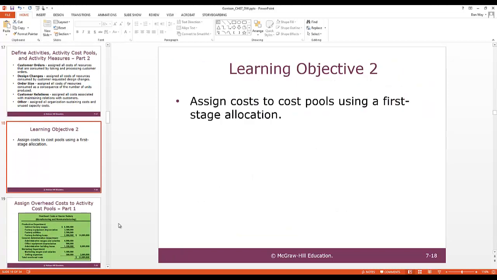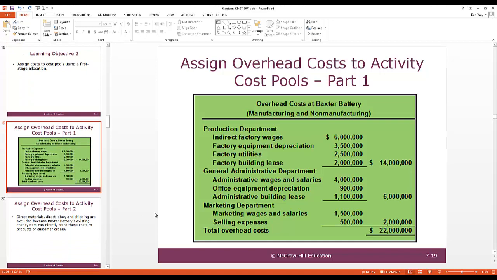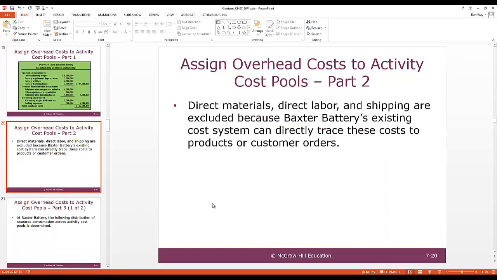So learning objective 2 in chapter 7 was to assign costs to cost pools using a first stage allocation. So let's say we have these overhead costs for Baxter. In the production department here, we have indirect factory wages of $6 million, factory depreciation of $3.5 million, utilities of $2.5 million, and so on. We're going to assign direct materials, direct labor, and shipping costs directly to products and customers, so we won't need to be dumping those into our cost pools. That part isn't really different from our traditional costing system.